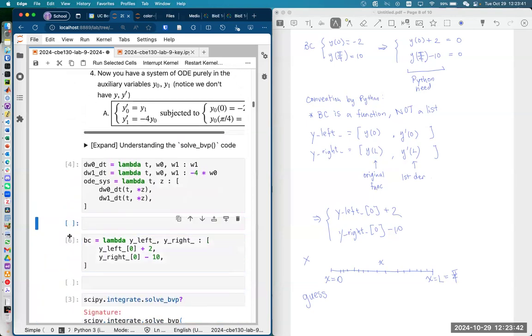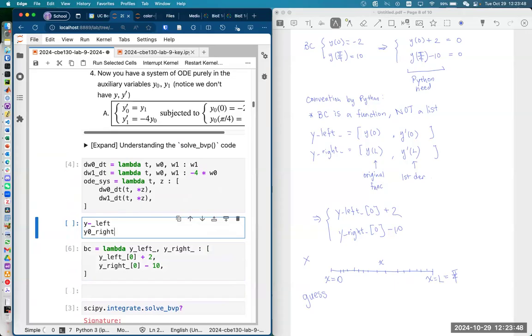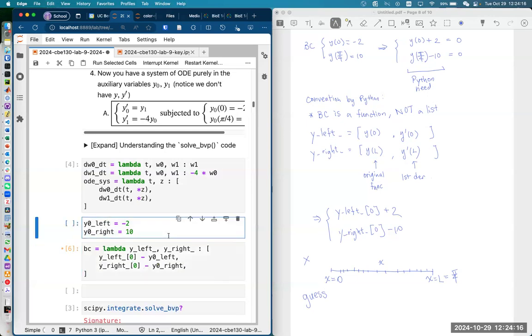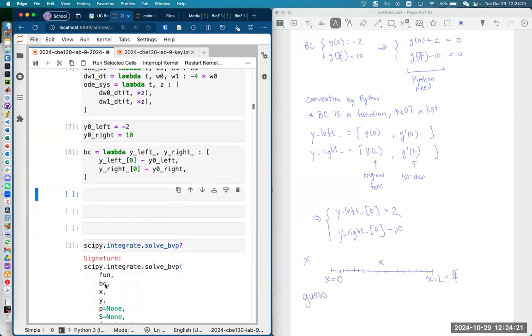And to make it more general, we can also define y0 on the left and then y0 on the right. So the next time we can just input the boundary condition like this. So y0 is equal to -2, and then y on the right side is 10. And then we can change these to, instead of +2, we can do minus y0 left. And then here we can also do minus y0 right to make it more general. Any question on defining boundary condition?